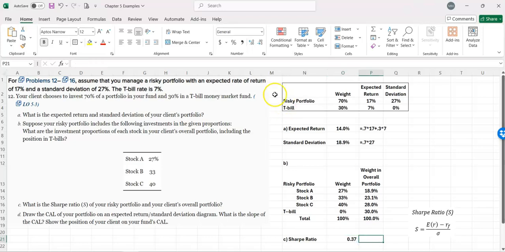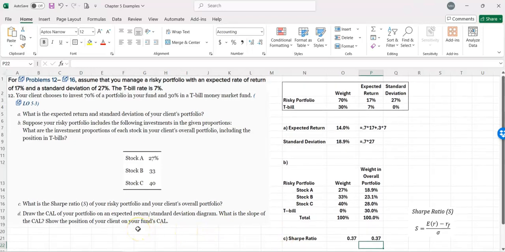That's the slope of the capital allocation line, which is the next part of the question. But the risky portfolio is also on the capital allocation line. We'll show that. Expected return minus the risk-free rate divided by the standard deviation. It's going to be identical. So the Sharpe ratio is the slope of the capital allocation line.